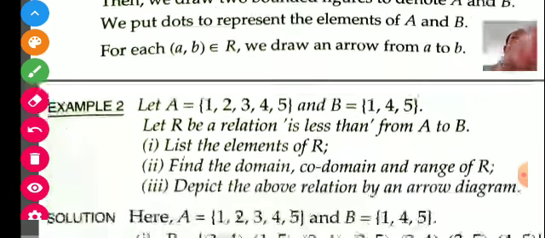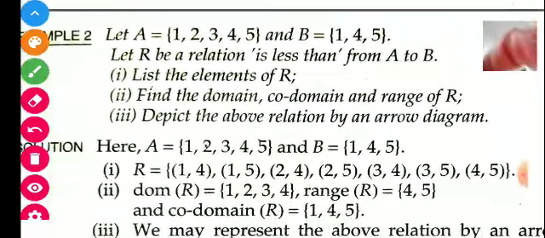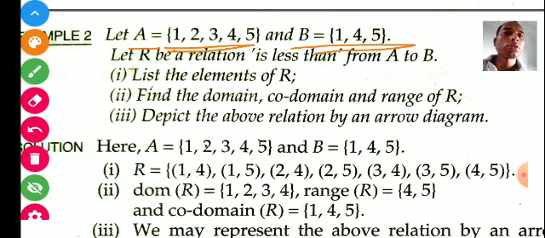Now, what is the question? A is the set {1, 2, 3, 4, 5} and B is another set {1, 4, 5}. Let R be the relation 'is less than' from A to B.